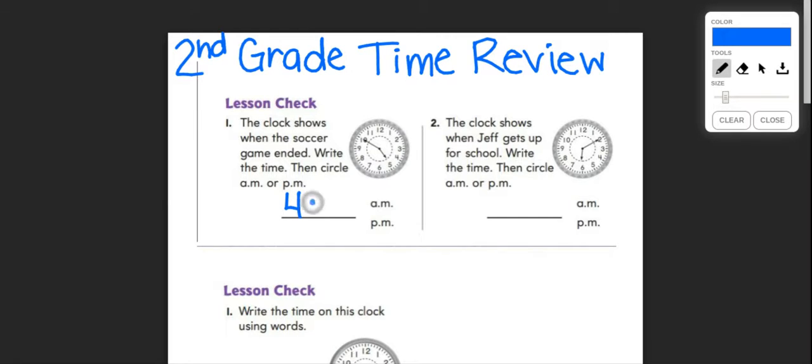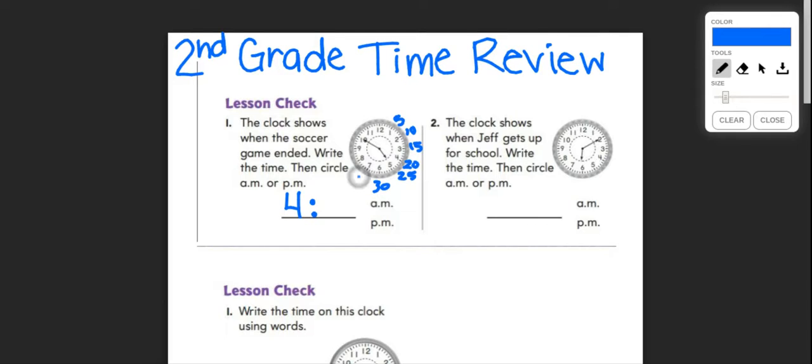So I'm going to put 4 and my colon. Now when I'm thinking of my minutes, I want to count by 5s for each number of our hours. So when I start at 12, I go to 1 and that's 5 minutes. Then 2 is 10 minutes. 3 is 15 minutes. 4 is 20 minutes. The 5 is 25 minutes. The 6 is 30 minutes or 1/2 hour.